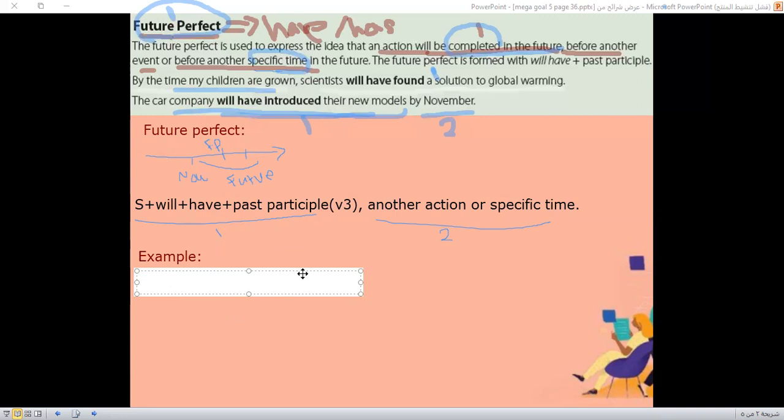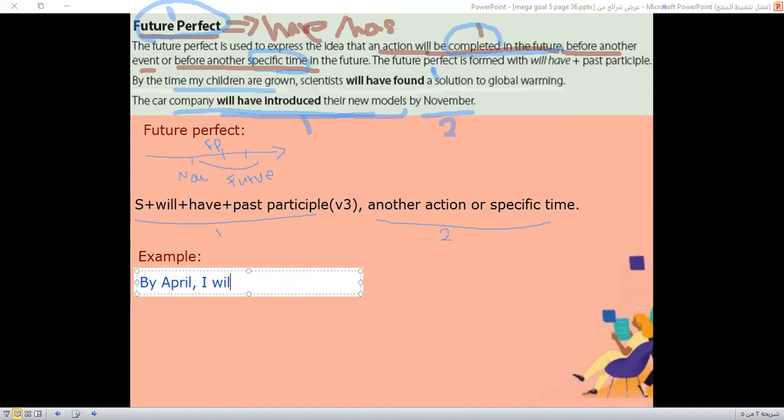By the time... You can use a specific time or another action. Do you want to use the by time? April, maybe? Yes. By April, yes, okay. I will be applying for my college. Very good. By April, I will be applying.